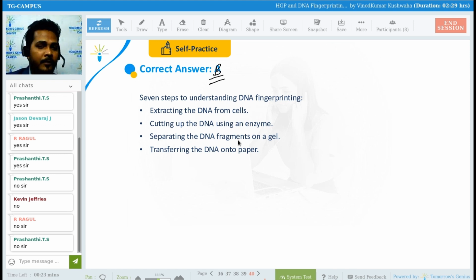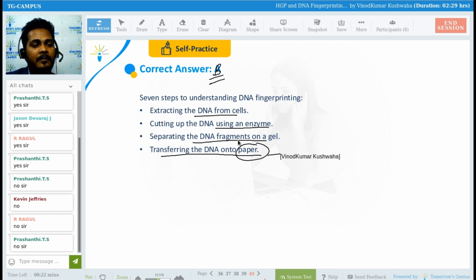Okay, see the steps of DNA fingerprinting: extraction of DNA from the cell, then cutting the DNA using enzymes. What is the name of those enzymes? Restriction endonuclease enzymes. Clear? Then separating the DNA fragments on a gel. Which kind of gel? It is gel electrophoresis, agarose gel electrophoresis. Yes or no? So with its help you can separate the fragments and then transfer the DNA onto a paper. What is the name of that paper?